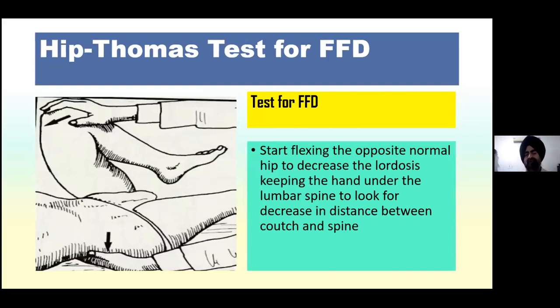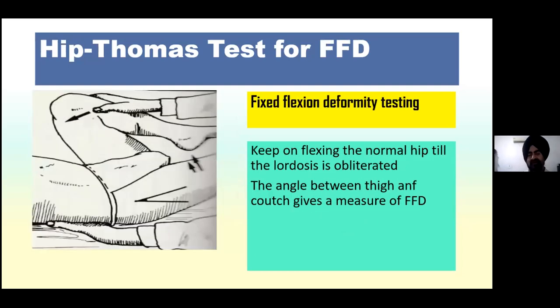The normal hip of the patient is being flexed. On flexion, the pelvis will tilt back, the deformity will become obvious, the hand will be pressed upon, the lumbar lordosis will be decreased, and the affected hip will go into flexion. And the angle which it makes with the couch in this position is the fixed flexion deformity of the hip. So keep on flexing the normal hip till the lordosis is obliterated. The angle between the thigh and the couch gives a measure of the fixed flexion deformity.